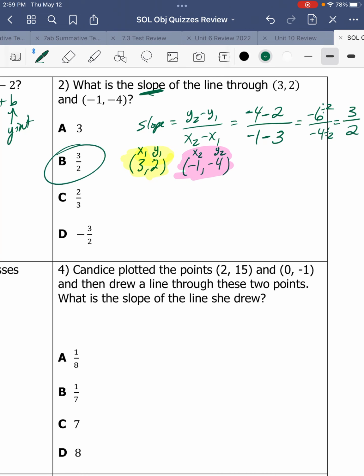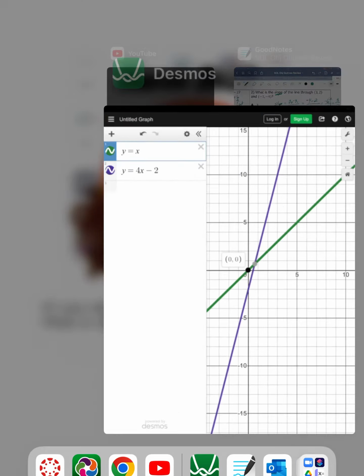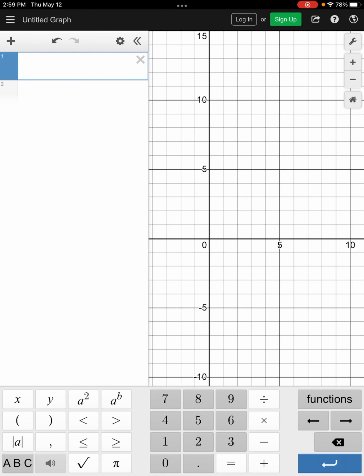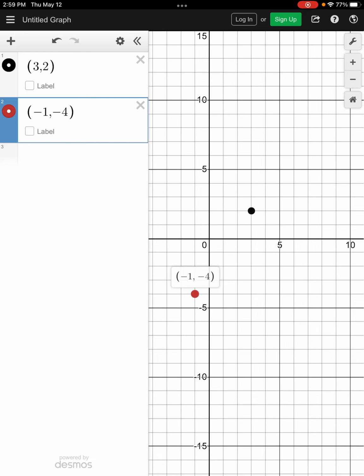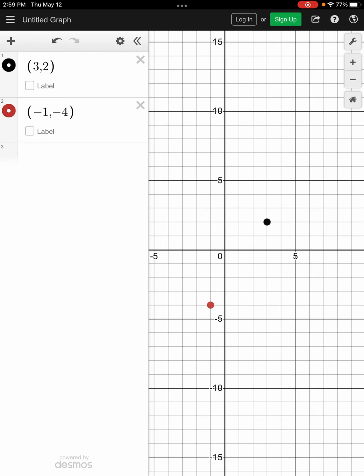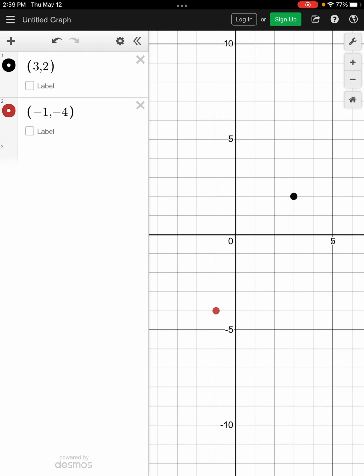Cool. Now we're going to do this on Desmos. Kind of cool how you can do it on Desmos too. So on Desmos, we can actually plot these points. I'm just going to put in 3, comma 2. And there we go. And negative 1, negative 4. Now all I'm going to do is count the spaces in between. I don't think I can actually draw on Desmos, so I'm going to follow the little lines going straight up and then straight to the right.